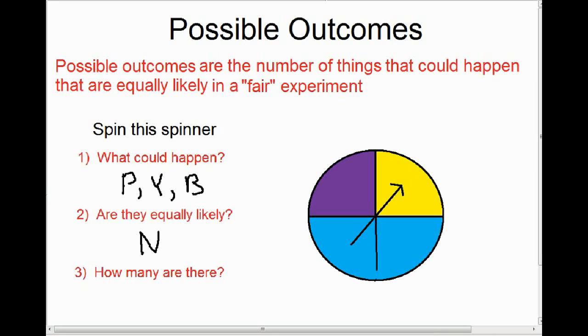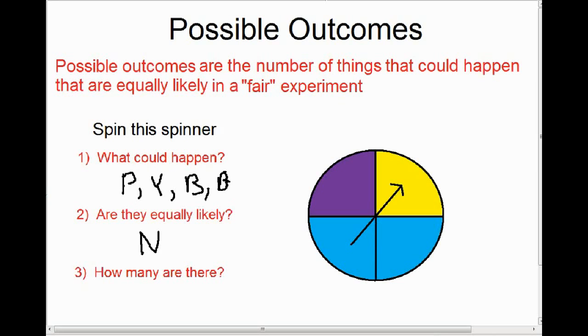In order to make the pieces the same size, we have to cut this circle into quarters. And now, when we're talking about the possible outcomes, well, the possible outcomes are, it could be purple, it could be yellow, it could be blue, or it could also be the other blue section.